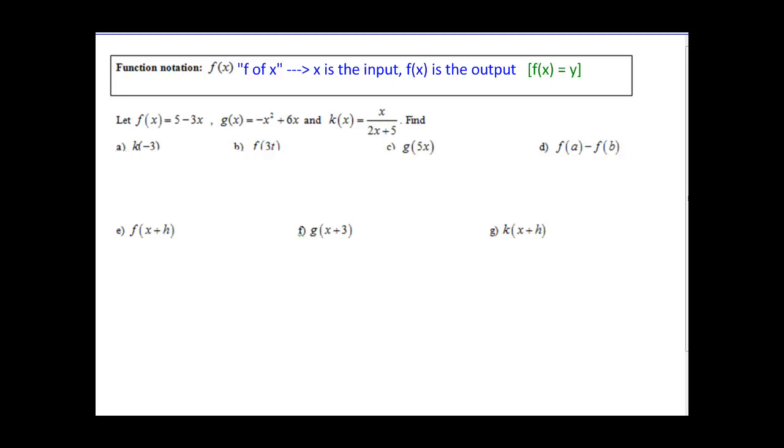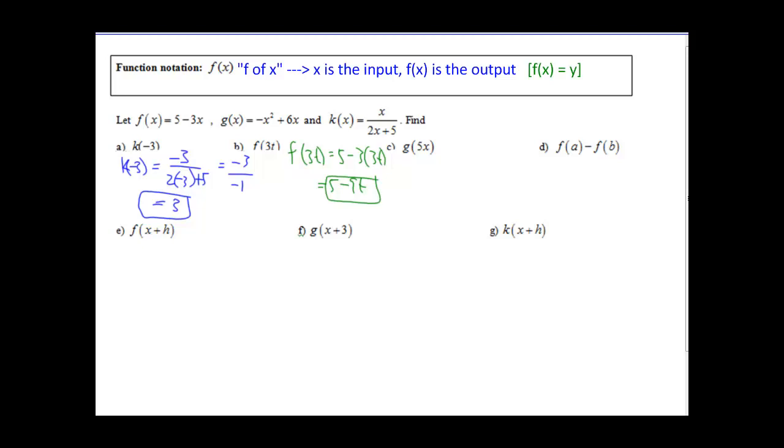For k of -3, we're going to plug in -3 wherever we see the x. So k of -3 equals -3 over 2 times -3 plus 5, which is -3 over -1, which is 3. For b, f of 3t, we go to the f function and put 3t in there. So 5 minus 3 times 3t gives us 5 minus 9t.